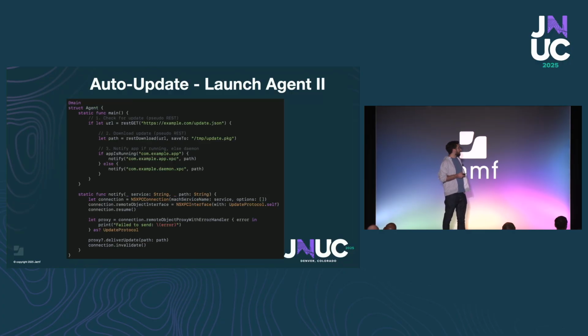And this is pseudocode of how the LaunchAgent could look like. We check for an update, we download some kind of PKG. We check if the app is running; if so, we send an XPC message to the application. If the app is not running, we send an XPC message to the LaunchDaemon. And down below is how you initiate the LaunchAgent. It's the same as before. You create an XPC connection, and this is just boilerplate, but the main logic is on top.